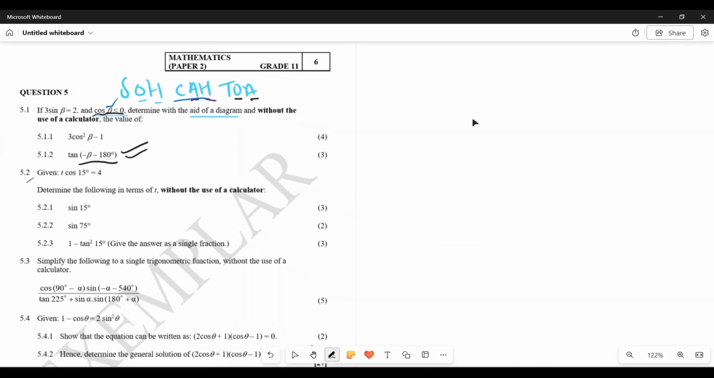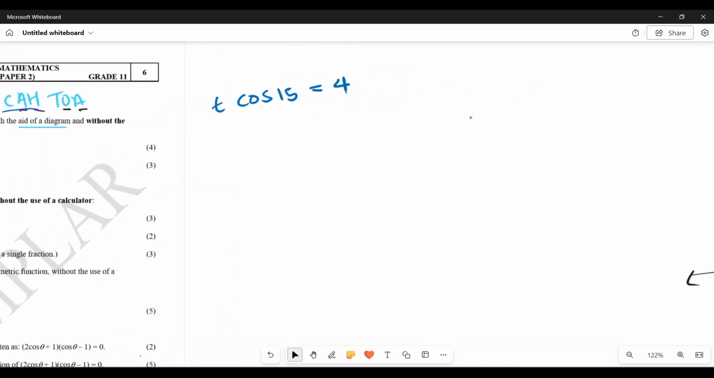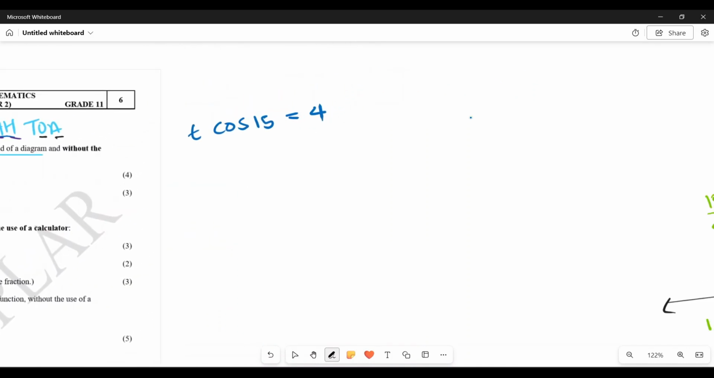Now, for the next question, they say t cos 15 equals 4. Now we need to solve without the use of a calculator, and our answer should be in terms of t. Every time you have these kinds of questions, you're going to draw your right angle triangle, the sketch that you're going to use to answer those identities you are given there. So I'm going to draw my right angle triangle here, and I would need to determine values that would be in this right angle triangle.